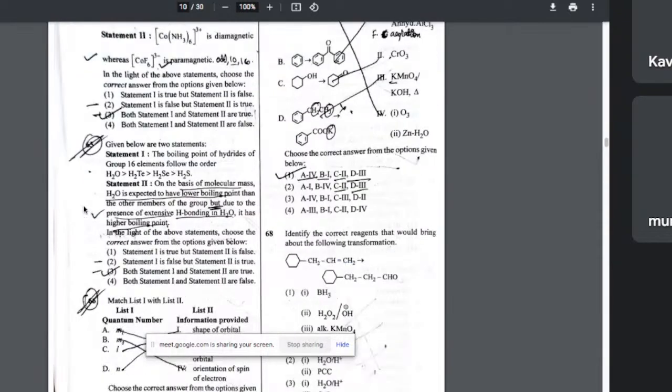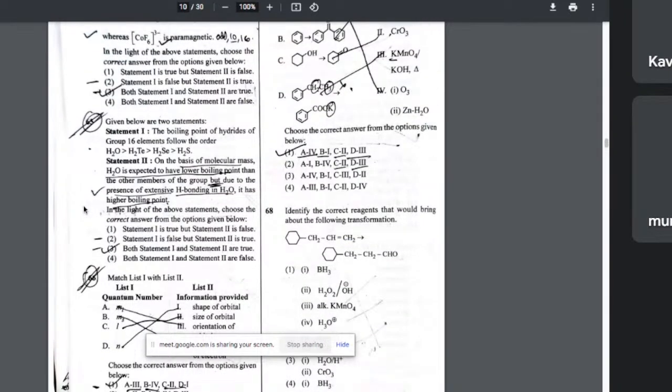Okay. Now question number 65. Given below are two statements. Statement first: the boiling point of hydrides of group 16 elements shows the order H2O greater than H2Te greater than H2Se greater than H2S. Okay.